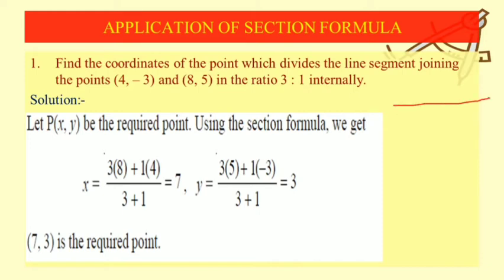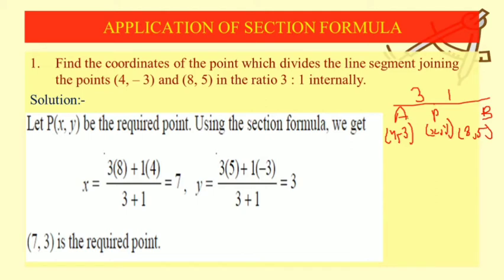It's a direct question. Suppose there is a line and we have taken two points A and B. Suppose the coordinate for A is 4, minus 3, this we have taken, and the coordinate for B we have taken 8, 5. Then there is a point, suppose P is there, whose coordinates are x, y, and the ratio is given as 3:1, meaning the values of m1 and m2 are given as 3:1. Now we have to find the coordinates for this P, that is x, y.